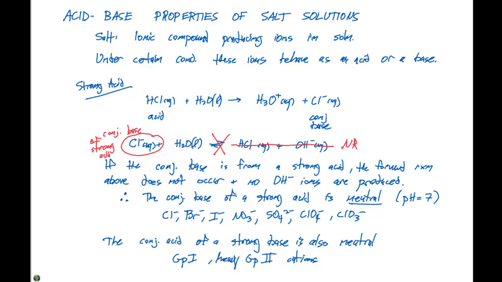This is going to come into play when we look at properties of solutions in the next chapter, but we definitely need to know two main things: that the conjugate base of a strong acid is neutral, and the conjugate acid of a strong base is neutral. And we can also look at the conjugate bases of weak acids and conjugate acids of weak bases, and they will have an influence on the pH, and we'll look at that in the next video.